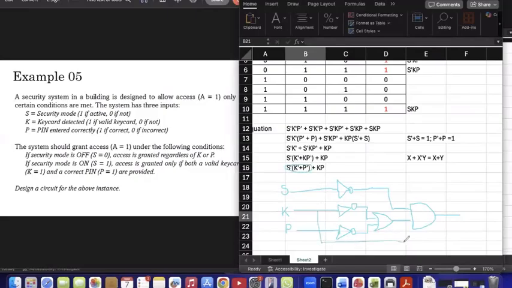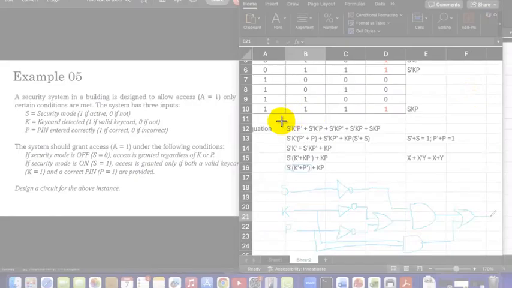Is it okay? Yes. And now again, you're going to multiply K and P. So I'm taking from K and again from P. What should I do? AND gate, multiply. Then both should be OR gate. Good. This is the equation for my reduced expression. Now you have implemented a security system.